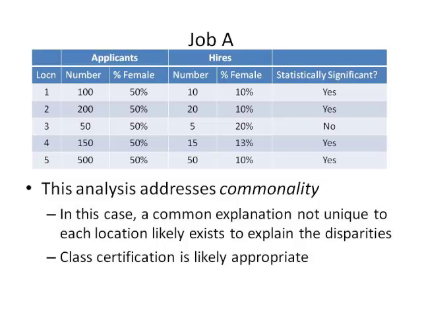We have a female hiring shortfall in all 5 of the locations. In 4 of the 5 locations, that disparity is statistically significant. In location 3, that disparity is not statistically significant, but we have to consider that we only made 5 hires in that location. And if we go back to what we talked about before, with statistical significance being a function of the size of the disparity and the number of things being studied, we probably have too small of a sample size to have a powerful test. So in this case, a common explanation not unique to each location likely exists, and class certification is likely appropriate.